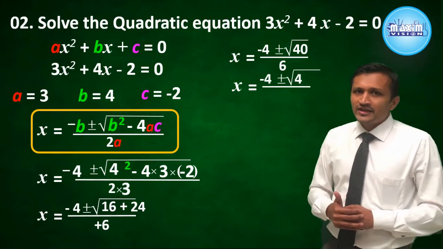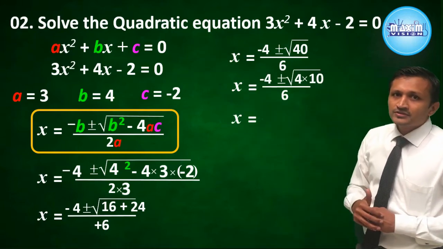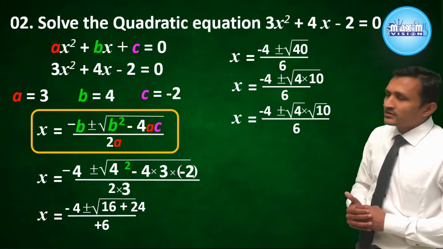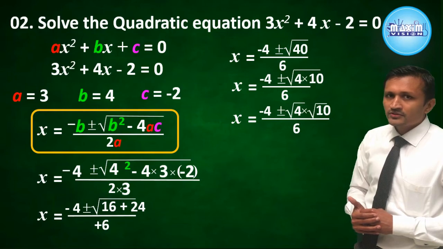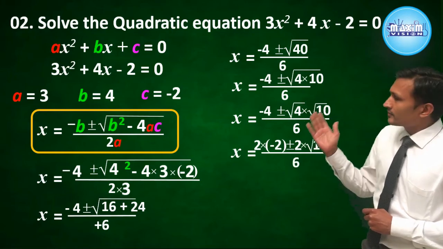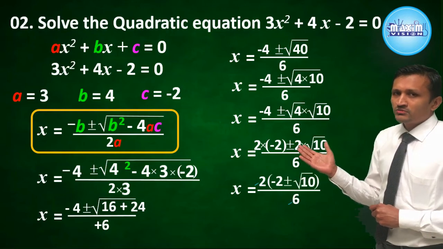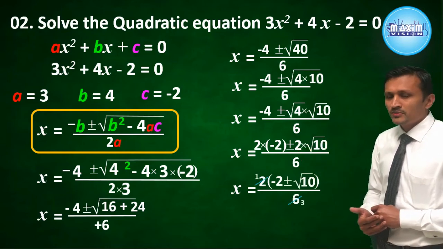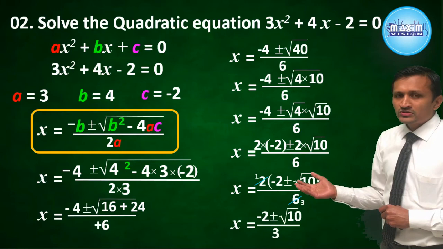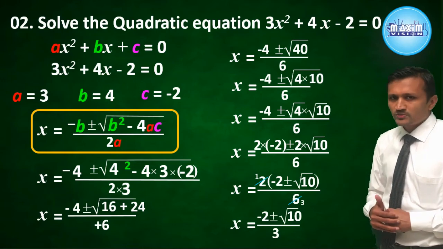Here 40 can be arranged as a product with a square this way, and we can break the square root sign: root 4 and root 10. Then we can go to the answer using brackets. We can cancel the common terms above the line and below the line, and minus 2 plus or minus root 10, divided by 3, is the answer in terms of surds. But here there are two possible values, plus and minus.